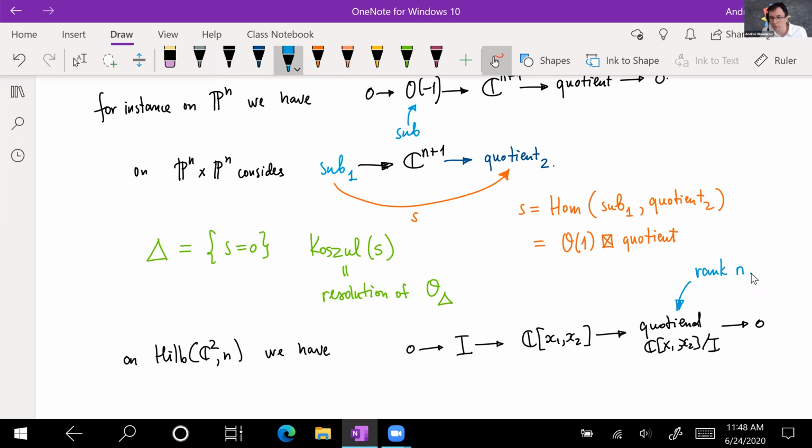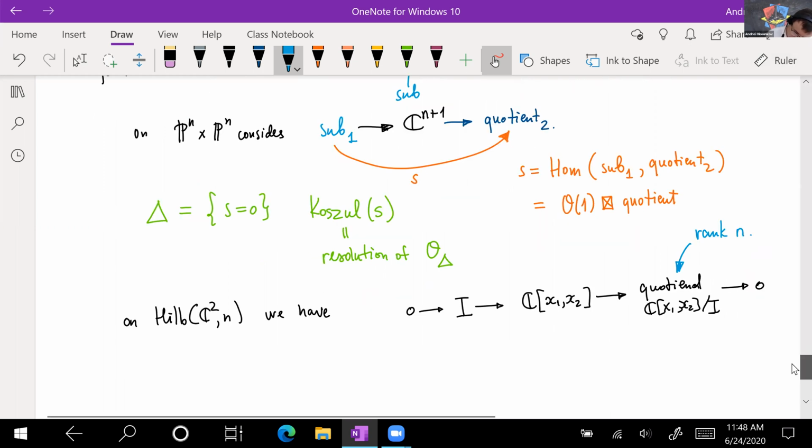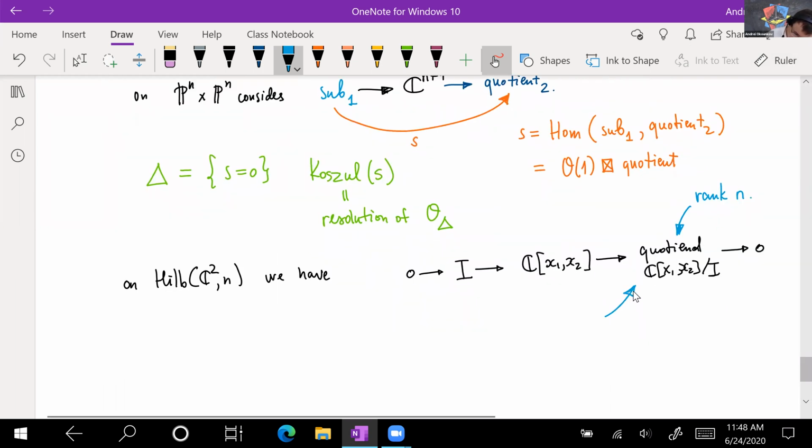And the exact same argument. So now you take the ideal of one, project to the quotient of the other. It's going to prove for you that this bundle generates K-theory.